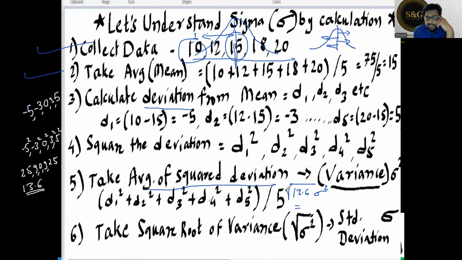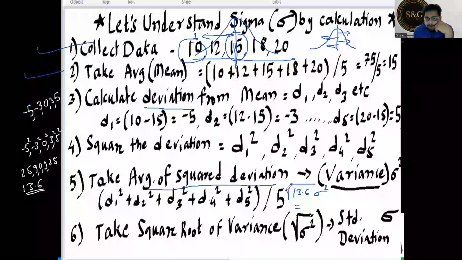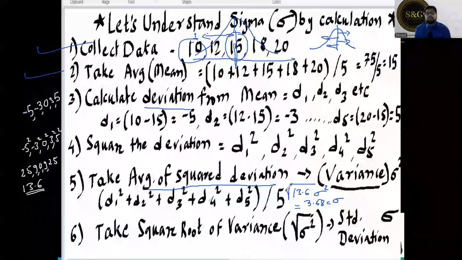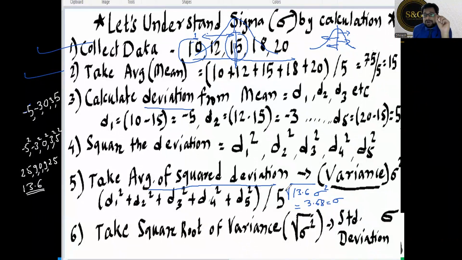It will be some 2 point something or 3 point something. What is the value? Type in the chat box quickly. 3.68. Everybody got the same value? And this is called sigma, or standard deviation.